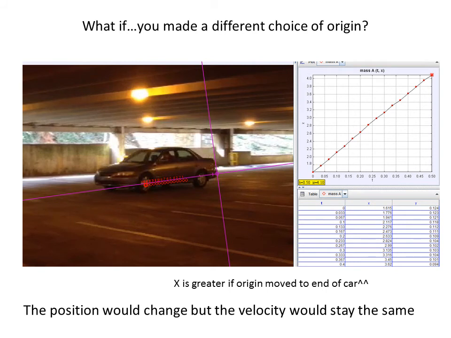If you made a different choice of origin, the position would change, but the velocity would not. For example, if the origin is moved to the edge of the car, then the x values increase. Also, if the origin is rotated, the direction may be changed, such as if you had it going in the negative instead of positive x direction. This would also change the sign of the velocity, but the value would remain the same.